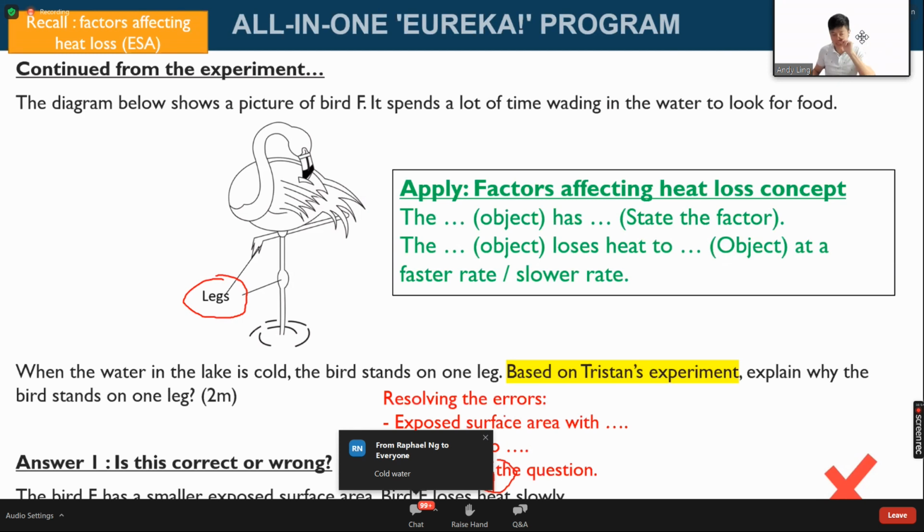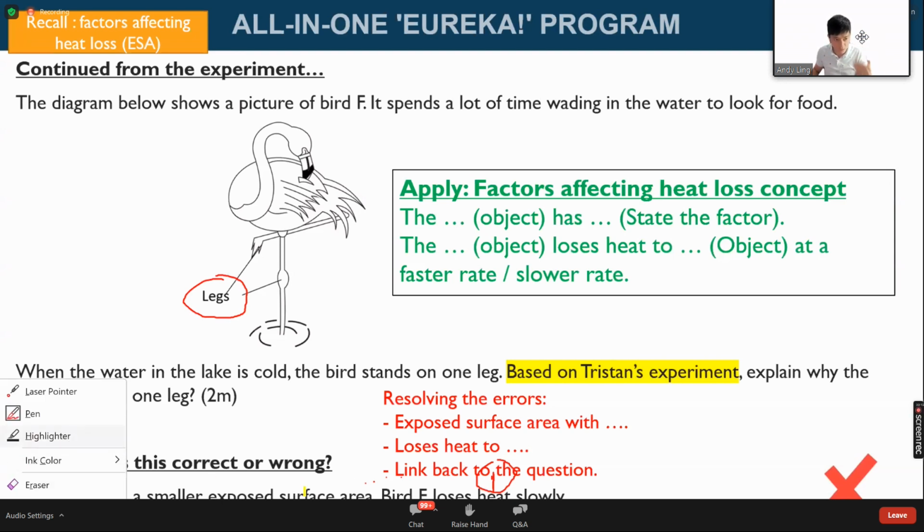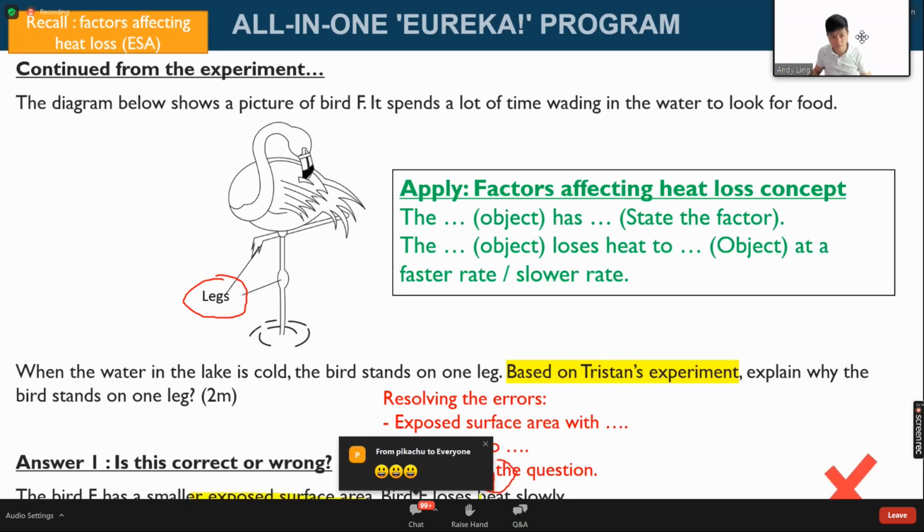These are the two big mistakes that many students make when they first practice such questions on heat gain, heat loss. They tend to make one, because they thought that with exposed surface area, I just write this and I can get the answer already. But if you don't link back to the question, in every statement, I will always try my best to link back to the question, and your child must also do that. Linking back to the question is extremely important. So that is what I would like to share with you here.